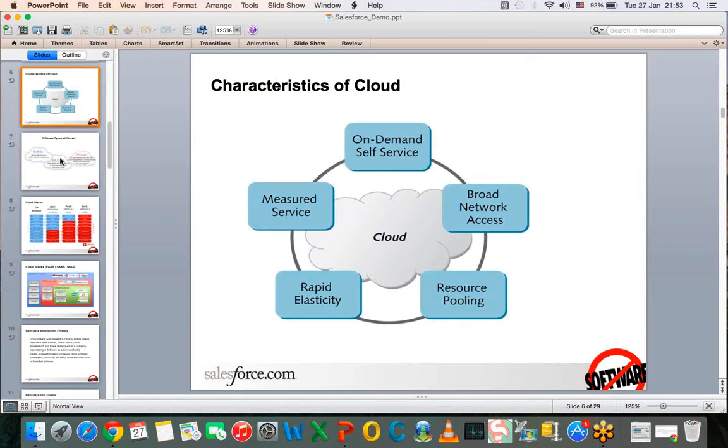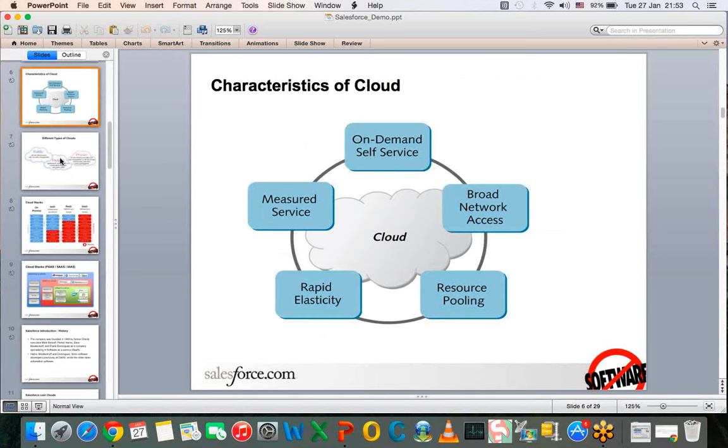These are the 5 different characteristics of cloud. Only if a service satisfies all these 5 characteristics can we term it a cloud. The first one is on-demand service, then broad network access, resource pooling, rapid elasticity, and measured service.